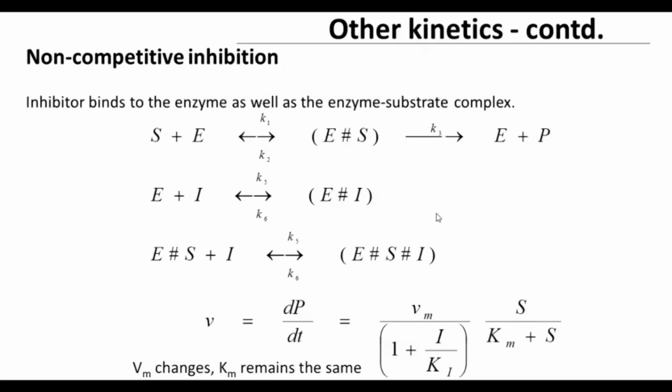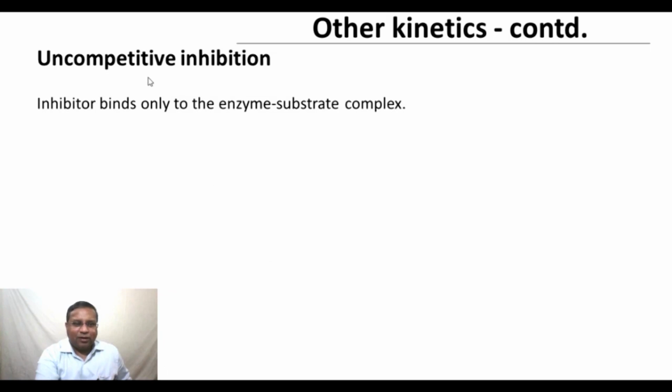We'll look at one other kind of inhibition and then we will look at the problem. And I think that is good for this lecture, which is other kinetics, a short lecture maybe. The third one is uncompetitive inhibition. The first one was competitive, then non-competitive, uncompetitive. In uncompetitive inhibition, the inhibitor binds only to the enzyme substrate complex. In the case of competitive, the inhibitor bound to the enzyme. In the case of non-competitive inhibition, it bound to the enzyme as well as the enzyme substrate complex. In the case of uncompetitive, it binds only to the enzyme substrate complex.